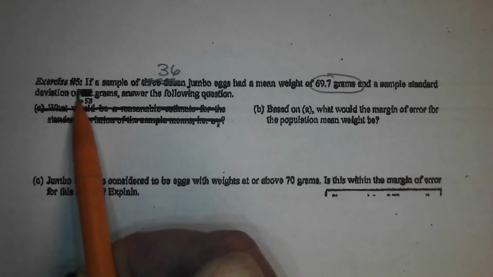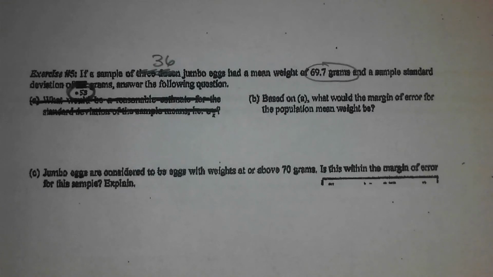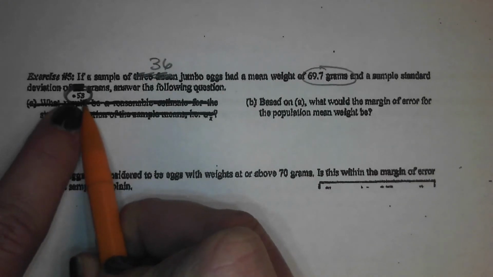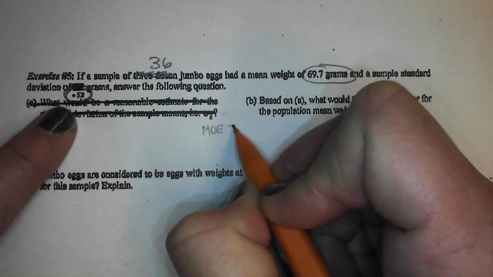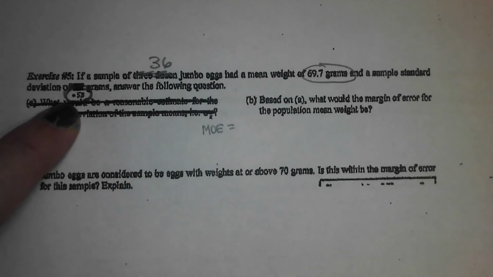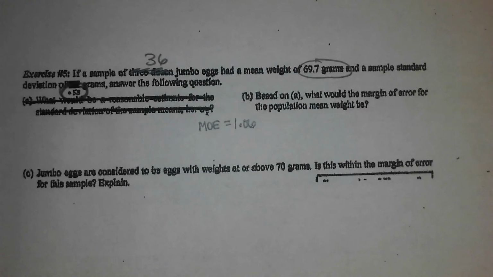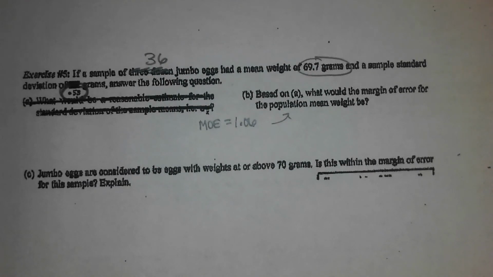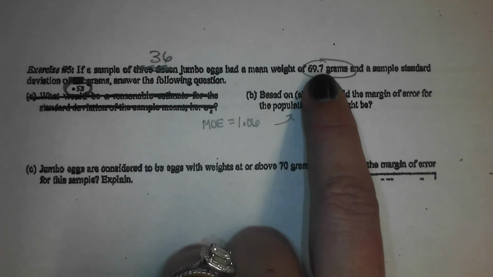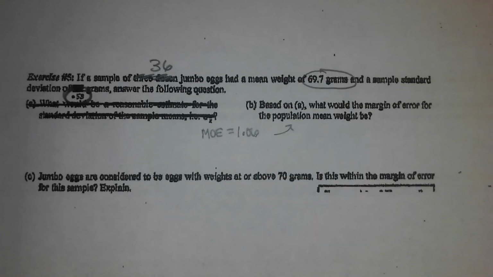So on the back here we have a sample of 3 dozen jumbo eggs. How many is that? 36. And of our sample of 36 eggs, we weighed them all, we averaged their weights, and they had an average weight of 69.7 and a sample standard deviation of 0.53. Answer the following questions. I've since omitted A. So what would the margin of error be? So double your 0.53. So your margin of error is 0.53 times 2, 1.06. That's all they asked for B, 1.06. If they asked for the window, we would go 1.06 above and 1.06 below the 69.7. But they just asked for the margin of error.